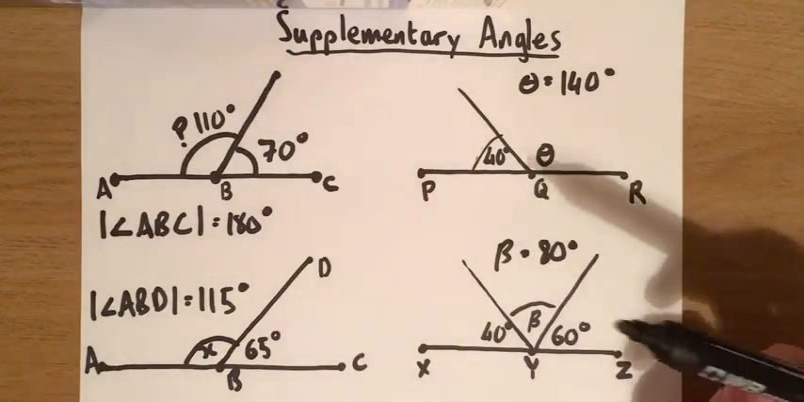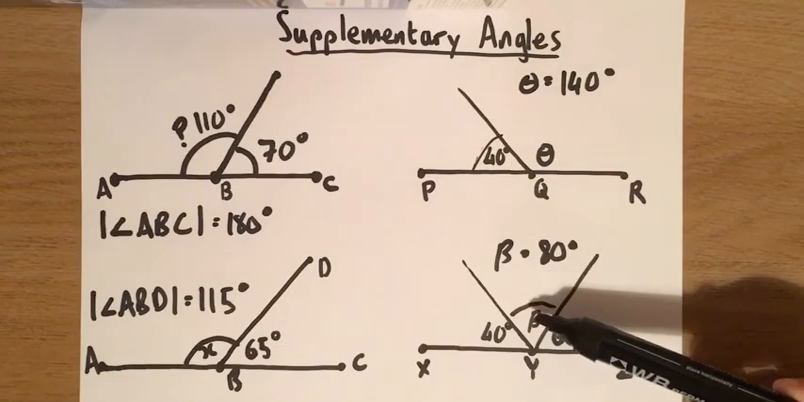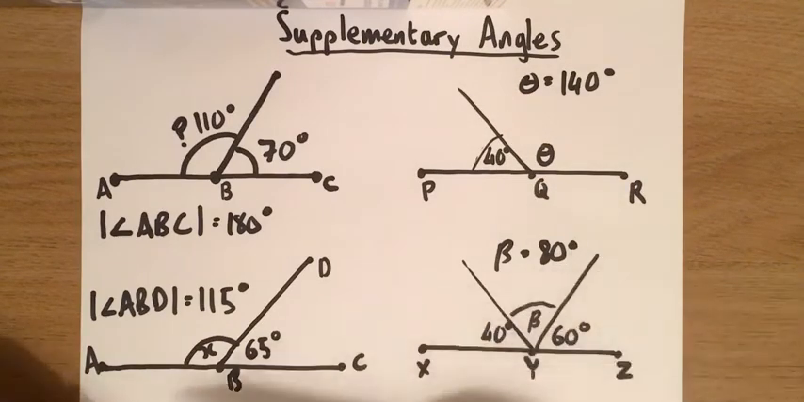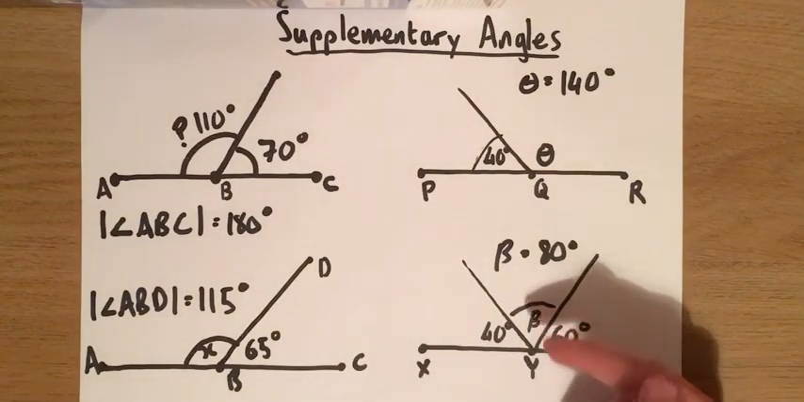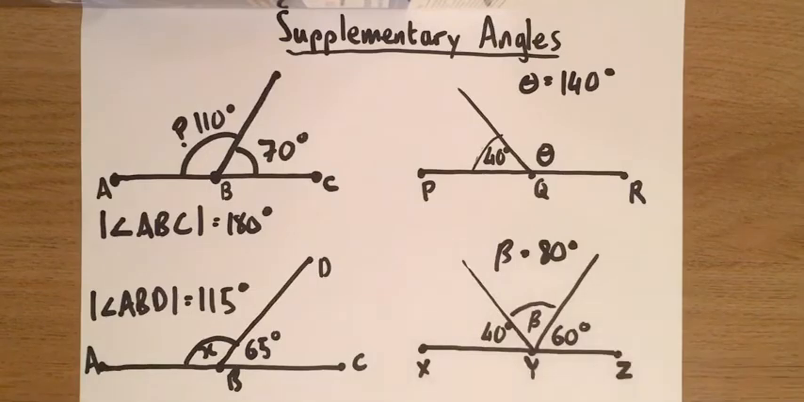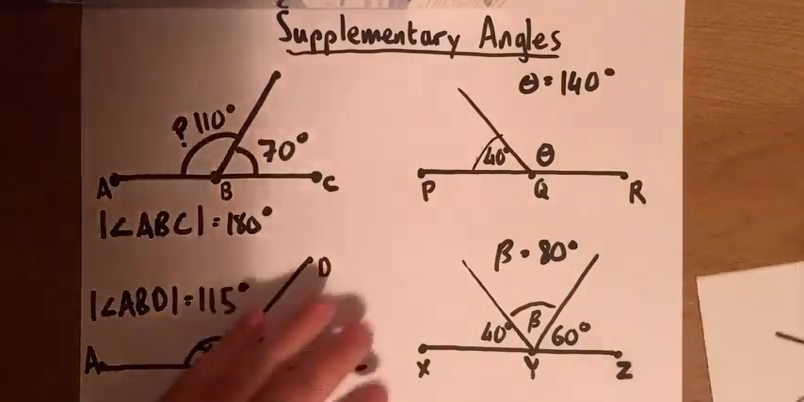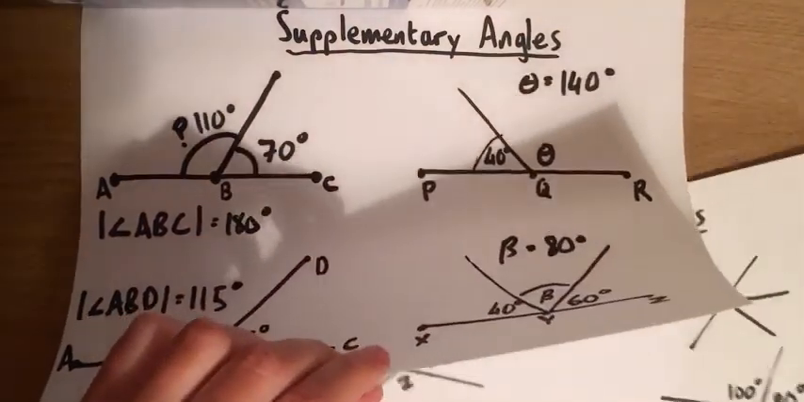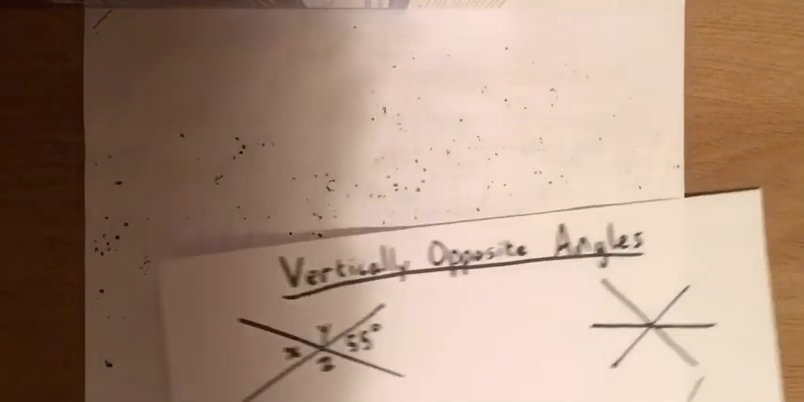And again, if you were asked why, then you would say it's 80 degrees because it is supplementary with the 40 and the 60. So you need to be able to say how big that angle is, and you also need to be able to justify your answer. So say it's because it is supplementary with the two that are there. They add up to 180. Okay, so that's supplementary angles.